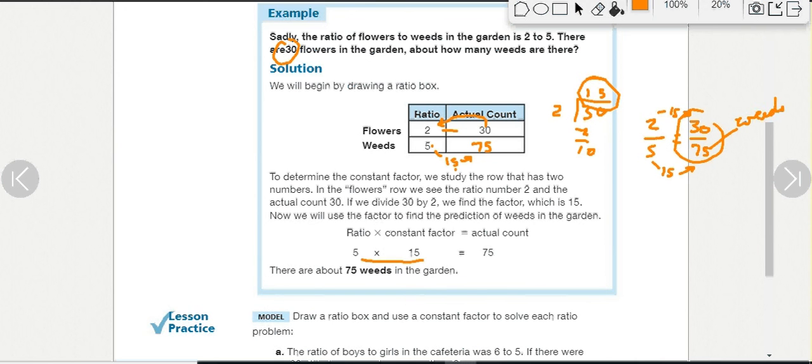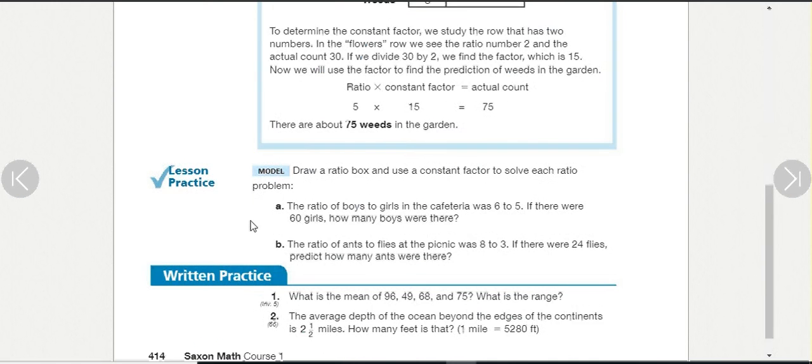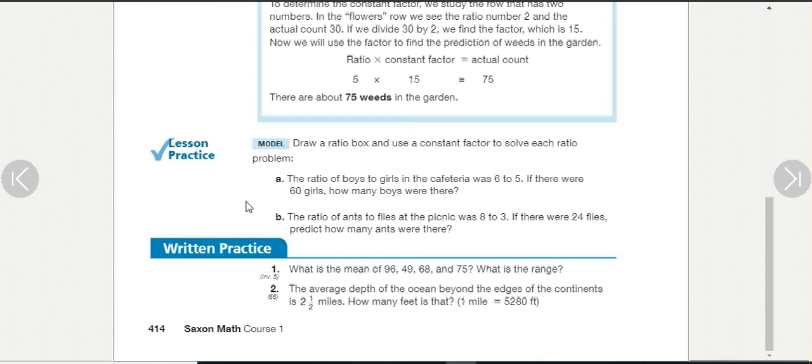So one really important thing is going to be keeping these straight. Flowers to weeds, 2 to 5. 30 is flowers, so it goes on top. Maybe you're getting me. If not, read through this, take some more time. It does want you to draw the ratio box. If you need it, do it. If you don't, don't. But do whatever you need. Make sure you're using a constant factor, maybe even writing it out, to solve ratio problems.